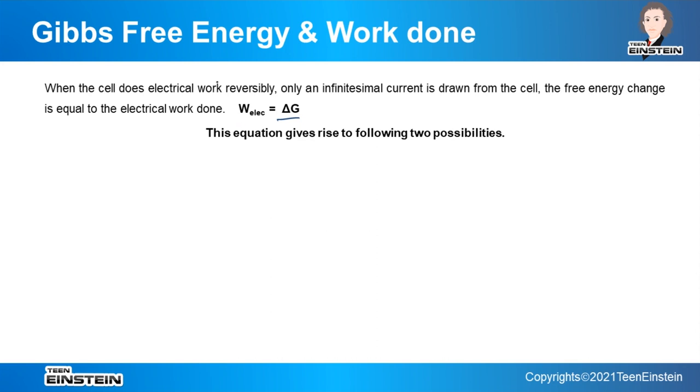Okay, so when the cell does electric work reversibly, only an infinitesimal current is drawn from the cell, a very small amount of current, and that is the condition for reversible work. Under that condition, the free energy is equal to the electrical work done. Now this equation can lead to two different possibilities. We will focus on them separately.